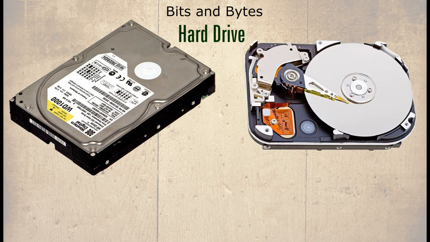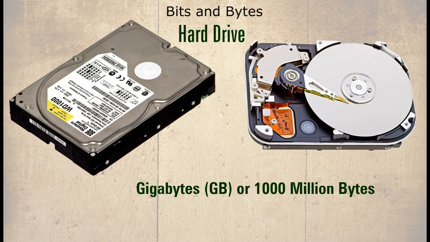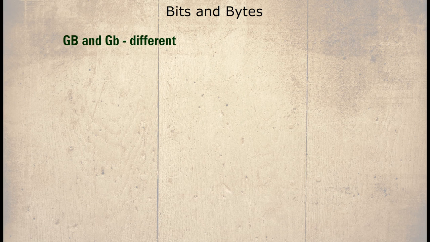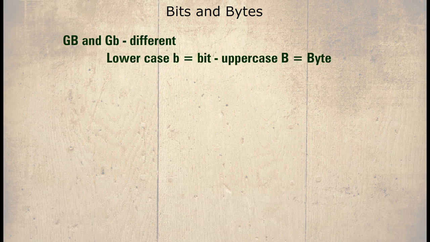Next is the hard drive, which has much greater capacity and is measured in gigabytes or 1000 million bytes. Larger hard drives are measured in terabytes or 1 million million bytes. A confusing piece of computer terminology is Gb and GB, which are actually totally different. A lowercase b signifies bit, whilst an uppercase B signifies byte.